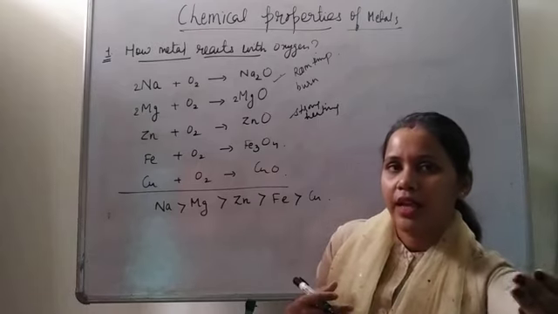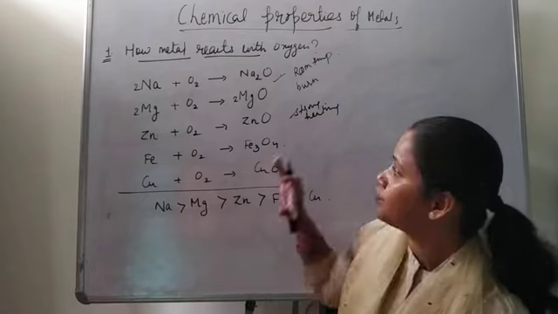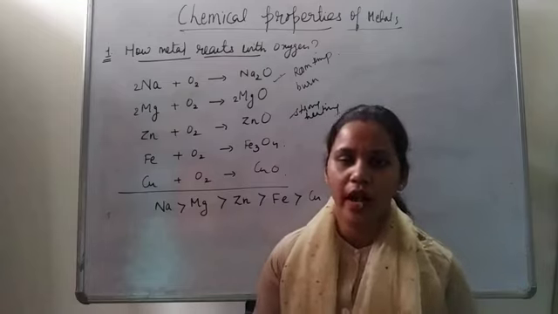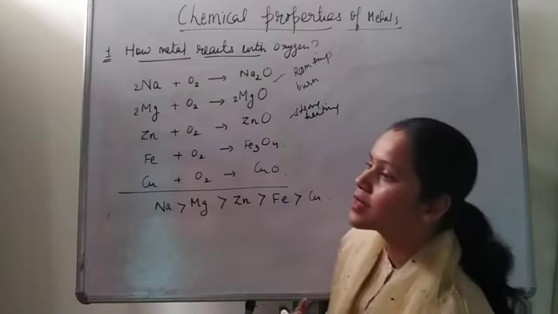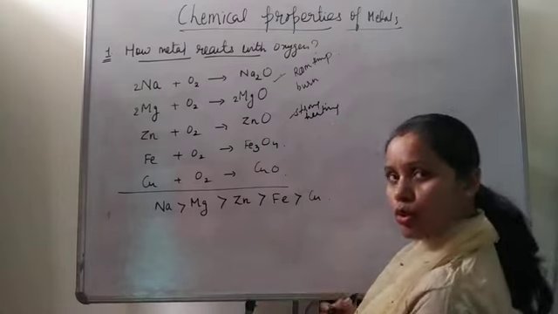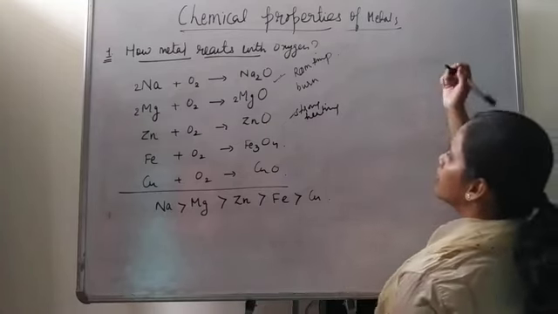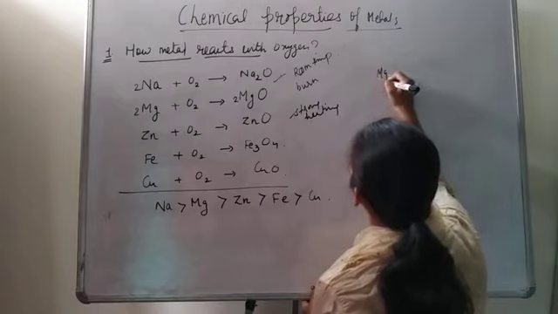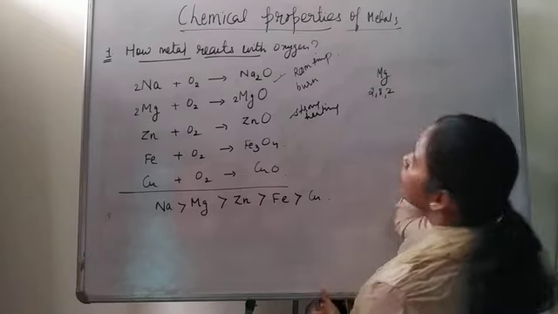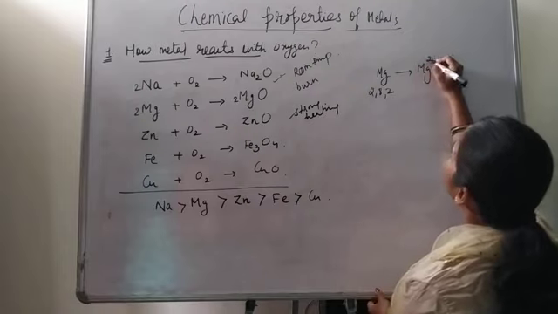The more reactive a metal is, the faster its reaction will be. Now, how do a metal and oxygen form a bond, and how does a metal form an oxide? We know that metals have a tendency to lose electrons. If I take magnesium as an example, its electronic configuration is 2, 8, 2. That means it can lose 2 electrons to form the Mg2+ ion.